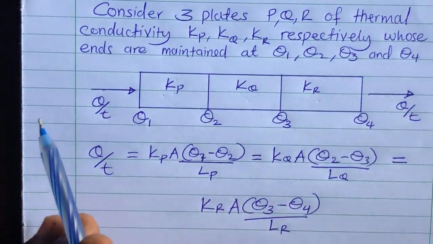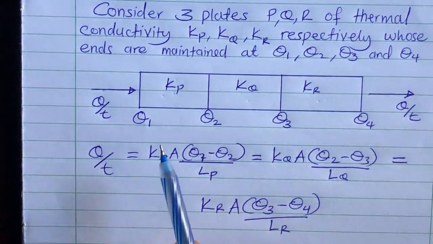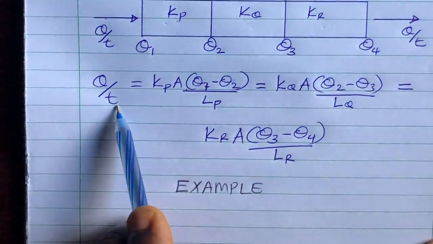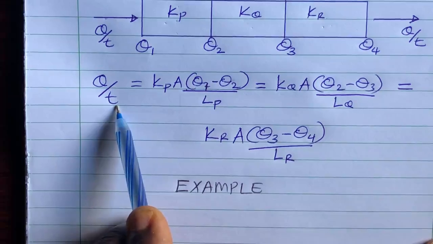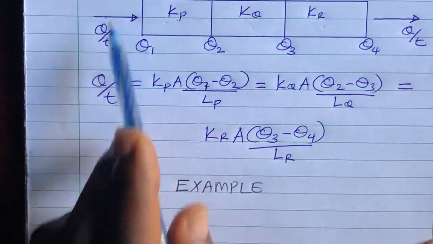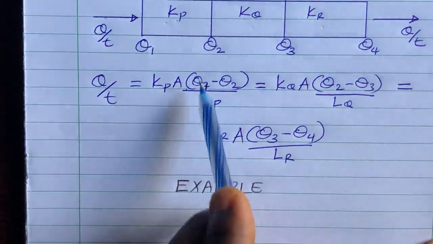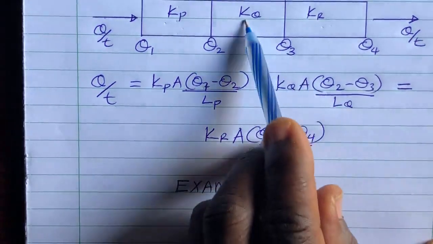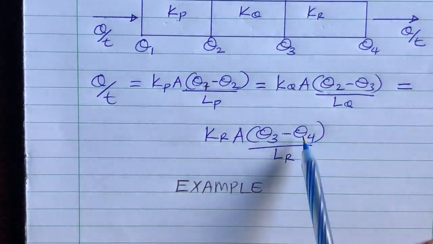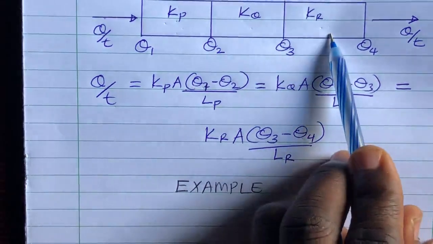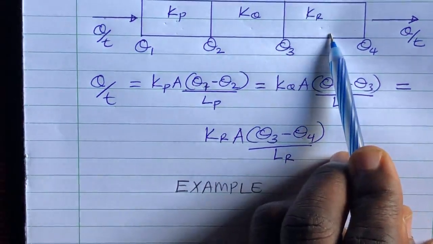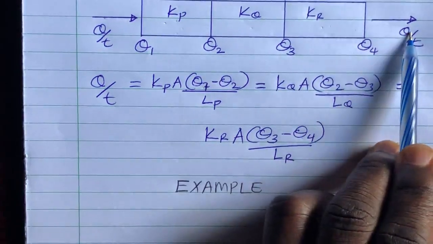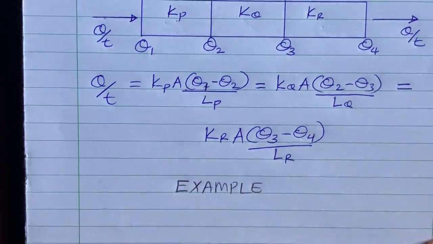And that's why for such an arrangement, we are saying that the rate of heat flow at the entrance is equal to the rate in plate P, is equal to the rate in plate Q, and is equal to the rate in plate K, and is equal to the rate at which heat will leave the surfaces.